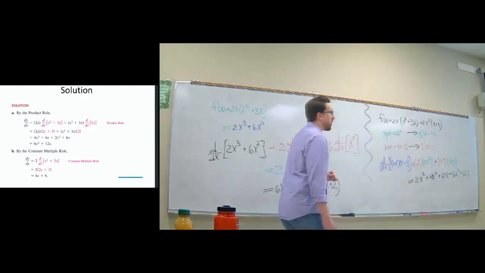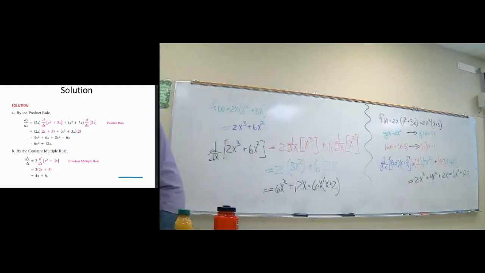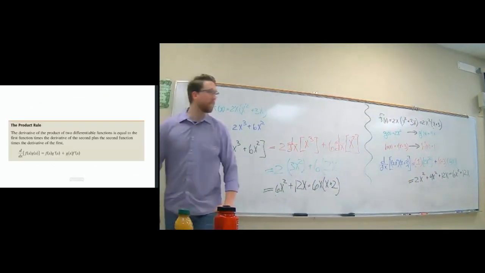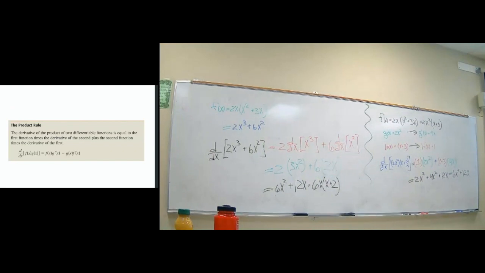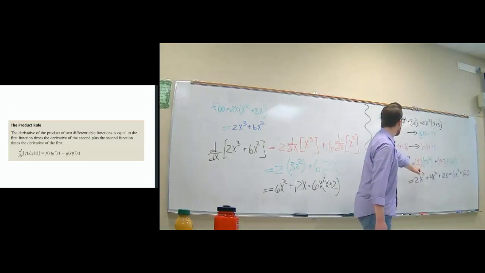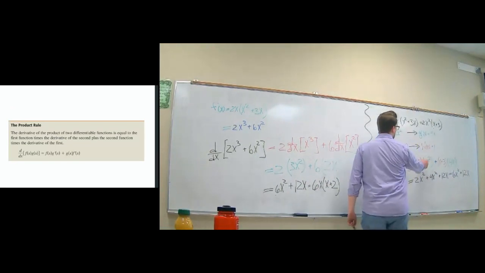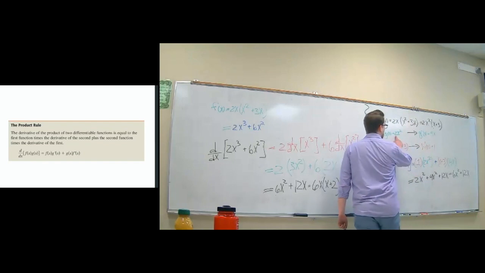Now applying the product rule, we're going to have the derivative of one of the functions times the other, plus that first function times the derivative of the other function. Which is what we got here, right? Derivative of one of the functions times the other function.